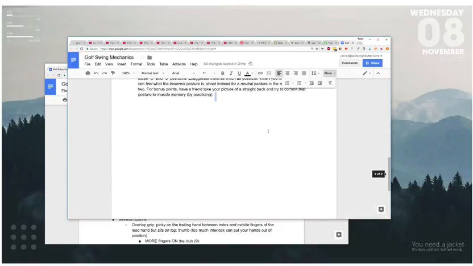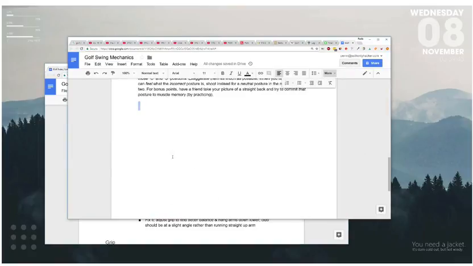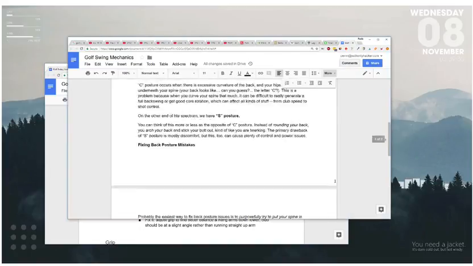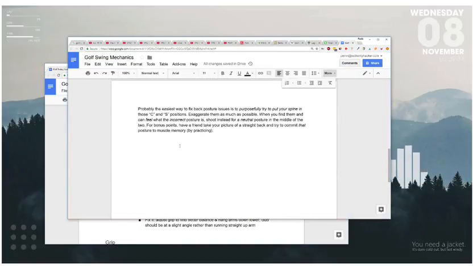Okay, so this is basically the back posture section. 400 words, so we are trucking, 400 words in like 10 minutes. So we're at a good pace. And then we have one more thing for posture, which is arm position. But you know what? Let's go ahead and do it.